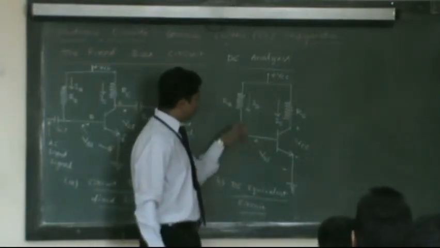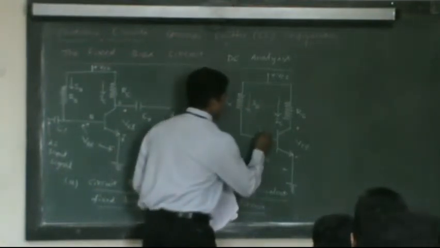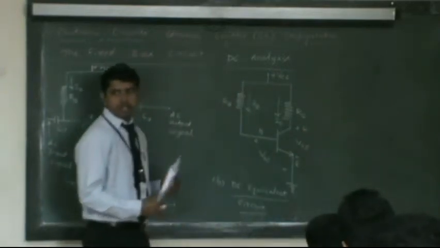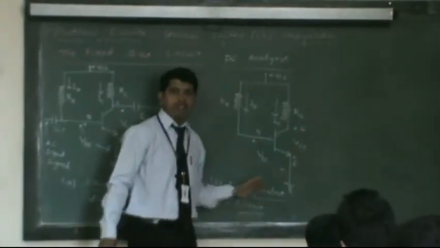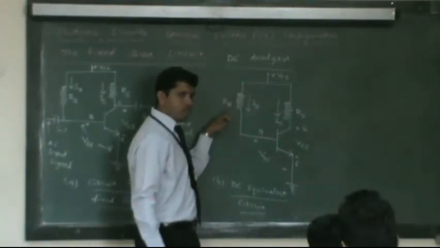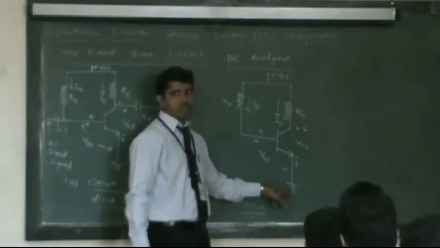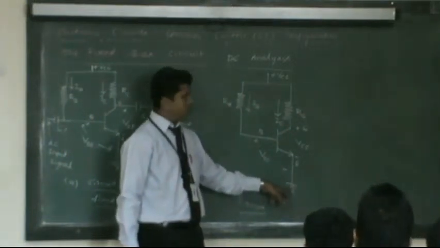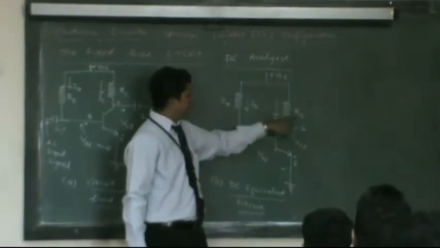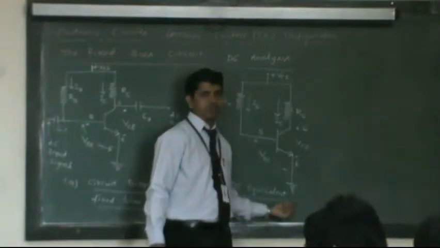One section is what we call the base emitter section. Let us say this is base, emitter, collector. I am breaking this complete circuit into two different parts. One part is the supply voltage, RB, base emitter voltage, and ground. This I will call the base emitter section. Another section is the collector emitter section, which again contains the supply voltage, collector resistor, collector to emitter voltage, and the ground.